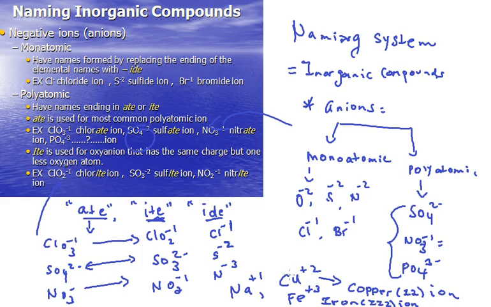When you name non-metallic ions, or anions, make sure you know whether you have a monoatomic or a polyatomic ion. Whenever you have a monoatomic ion, you use IDE, like chloride, sulfide, nitride. Whenever you have a polyatomic ion, you have 2 options: you need to use ATE or ITE groups. The ATE ones are the standard ones that need to be studied, but the ITE is always one less oxygen than the ATE groups.